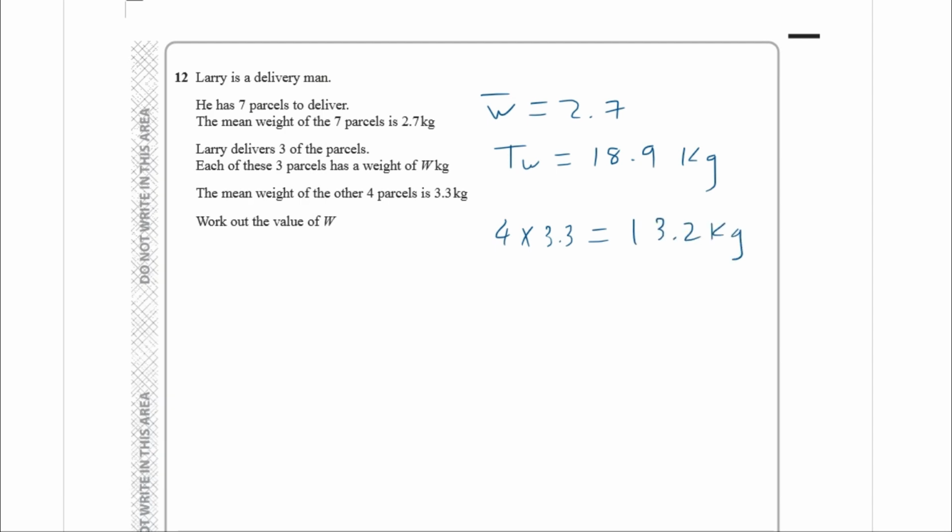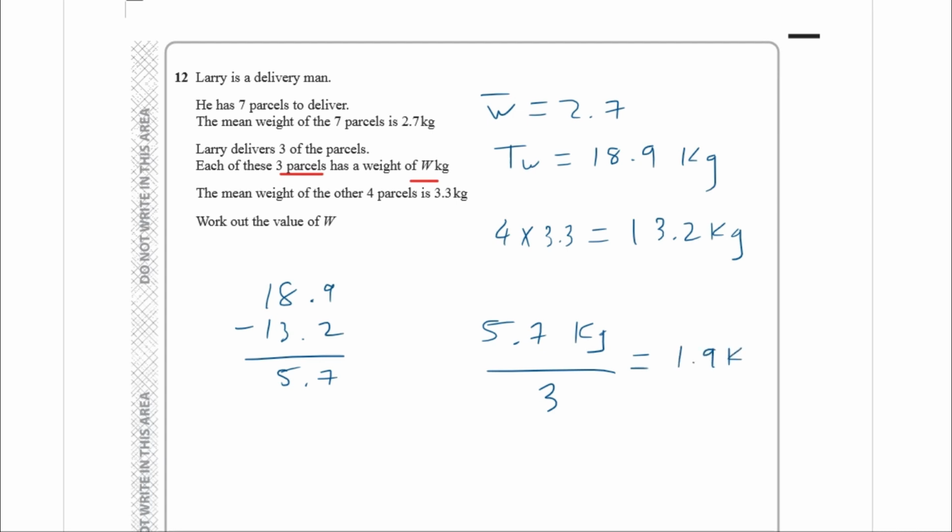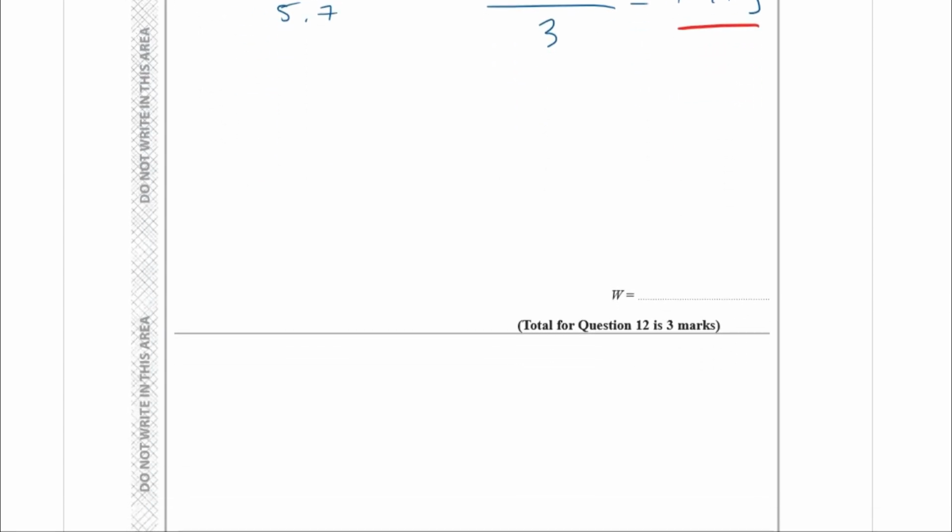And so we're looking for the singular weight of the 3 parcels that have been delivered. And that'll be, I guess, the remaining weight divided by 3. So we can do 18.9 minus 13.2, which is going to give us 5.7. And 5.7 kilograms divided by 3 parcels, well, 57 is 19 times 3. That's going to be 1.9 kilos for each one of the parcels that he has delivered already. So these parcels are going to be 1.9 kilos. Okay, that's fabulous. Well done.